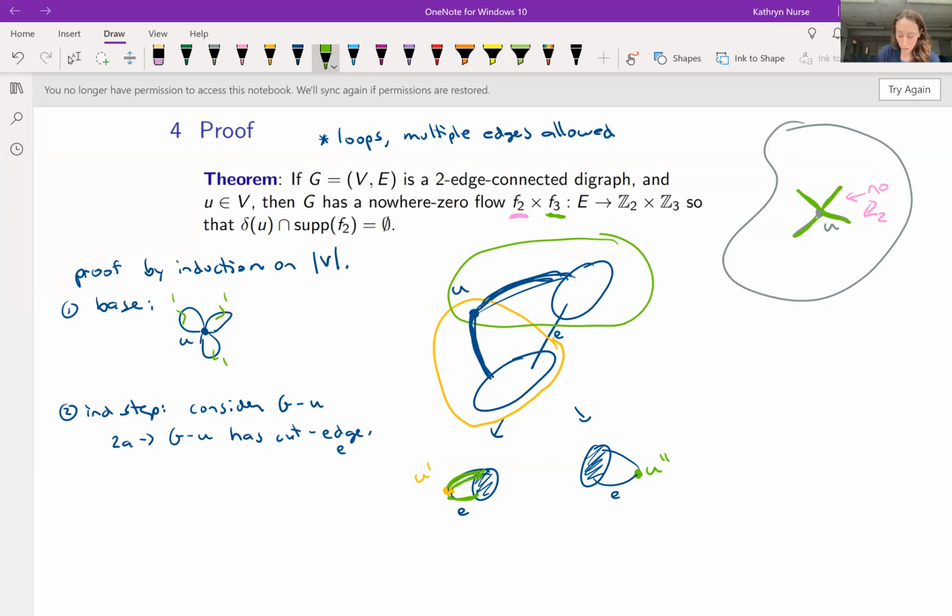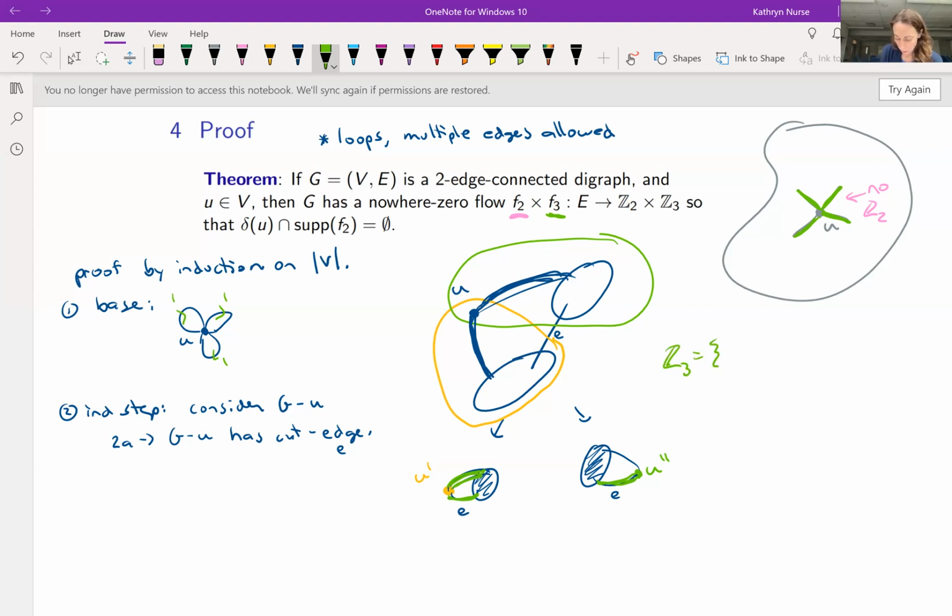One problem is our edge E. If our edge E, maybe it has a different flow value. E is the only edge that's in both of my subgraphs. And if I have a different flow value in Z3 on the edge E, then I've screwed up. I can't just combine the flows and say that they're a flow together. So we need to make sure that the flow on the edge E is the same on both sides. But this is just very easy because the flow is in Z3 and it's not in Z2.